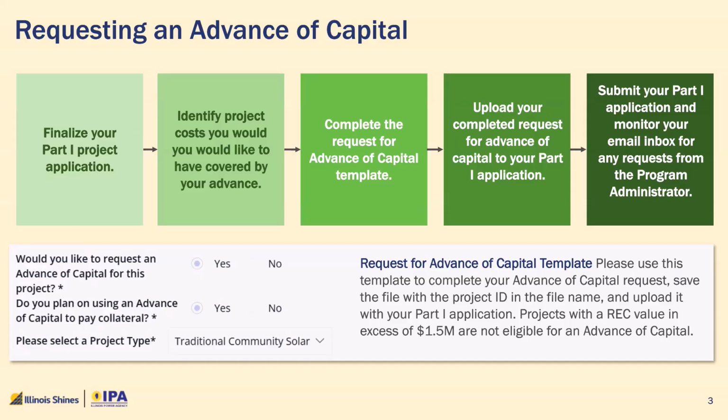Once you have completed the request for advance of capital template, you will proceed to step 4, which is uploading your completed request to your Part 1 application. You will upload this in the Part 1 document section in the portal. After submitting your Part 1 application with your attached advance request, your Part 1 application will be reviewed at the same time as your request. Please monitor your email inbox for any follow-up requests from the program administrator during the project review period.